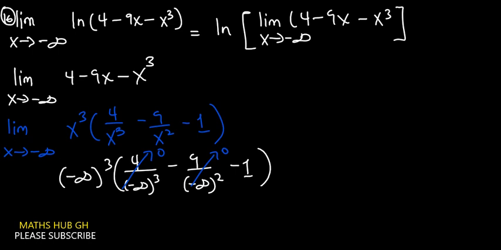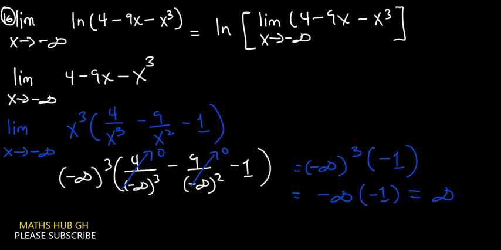So at the end we are just going to have minus infinity cubed multiplying minus 1. Minus infinity cubed will give us minus infinity, and then multiplying this by minus 1 will give us positive infinity. So our answer would be positive infinity. Note that we can't find the log of a negative number and also 0, so our answer must be positive infinity. So at the end, the limit will be equal to the natural log of infinity, and this will be equal to infinity. So this will be our answer.